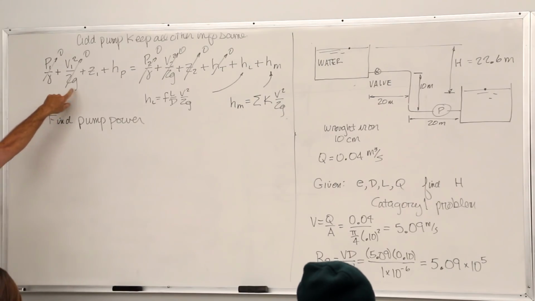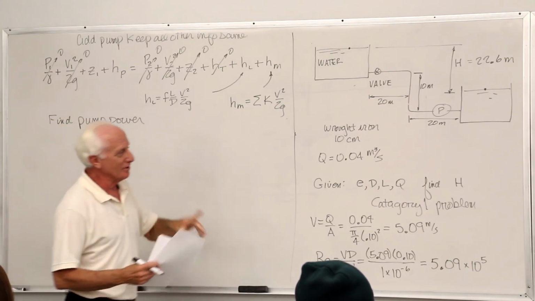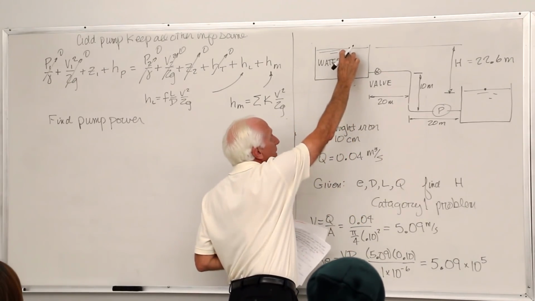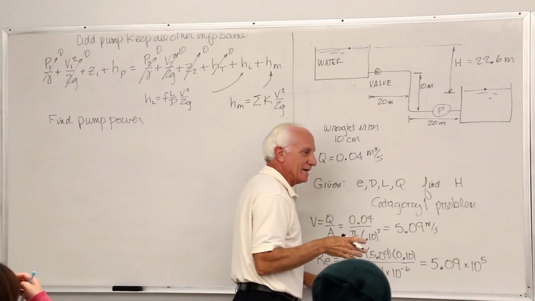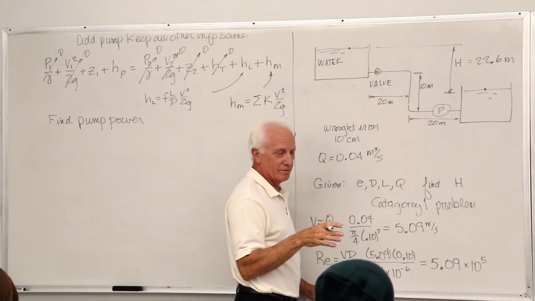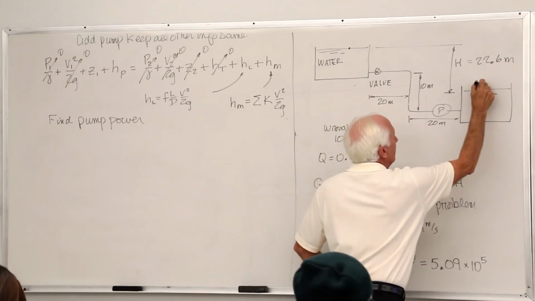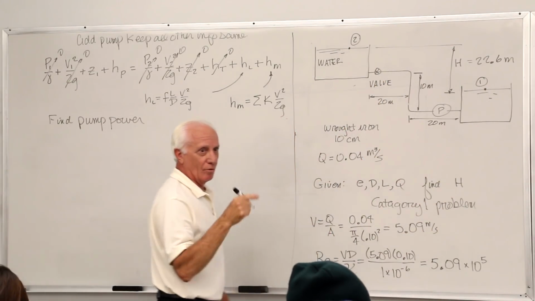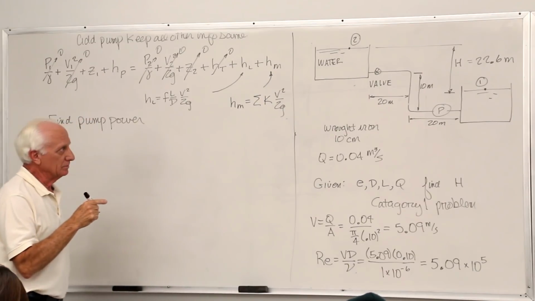Okay, let's put point 1. You've got to flip your points now. For the first problem, point 1 was up here, point 2 down here. Why? Because that's the way the water flows. Now I put point 1 here and point 2 up here. Why? Because that's the way the water flows from 1 to 2.